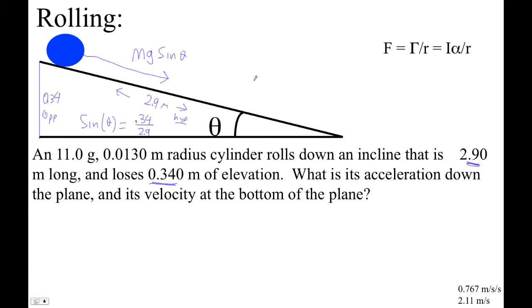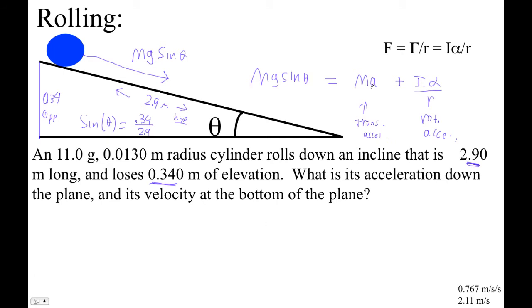And so what we do is we go, okay, mg sine theta is equal to ma, that's the force needed to accelerate it linearly, and then plus I alpha over r. So this is to cause translational acceleration, and this causes rotational acceleration. And so the mg sine theta is going to provide the force needed to do that.